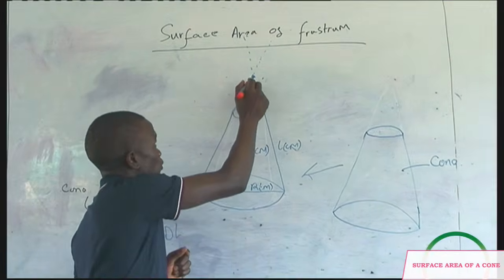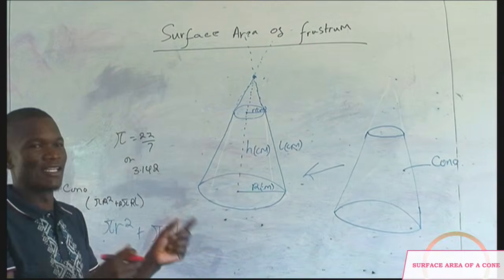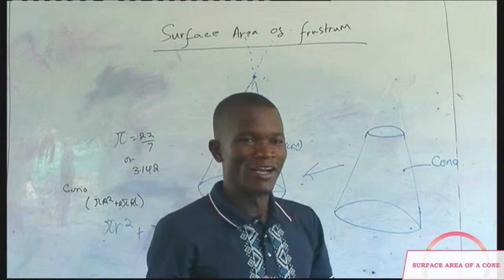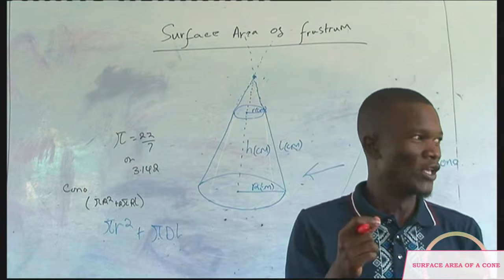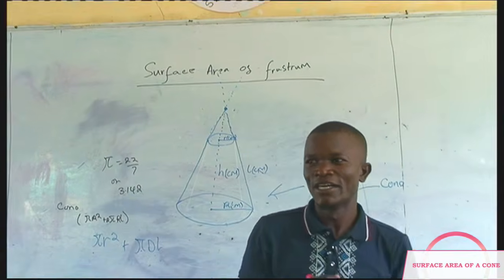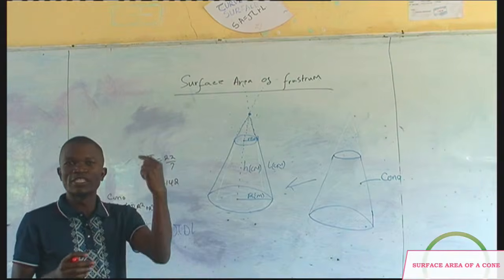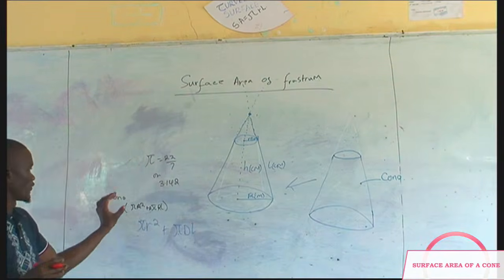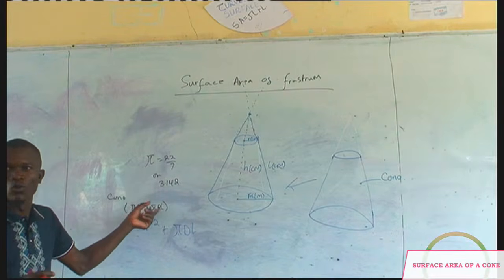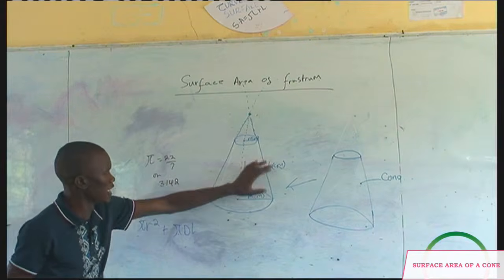So learners, I hope you are able to see now our cone from the upper part and now the bigger cone. Now my question is, how do we find the surface area of a cone? From our previous lesson yesterday, we learned that the surface area of a cone is given by pi r squared plus pi r L, where L is the slant height.